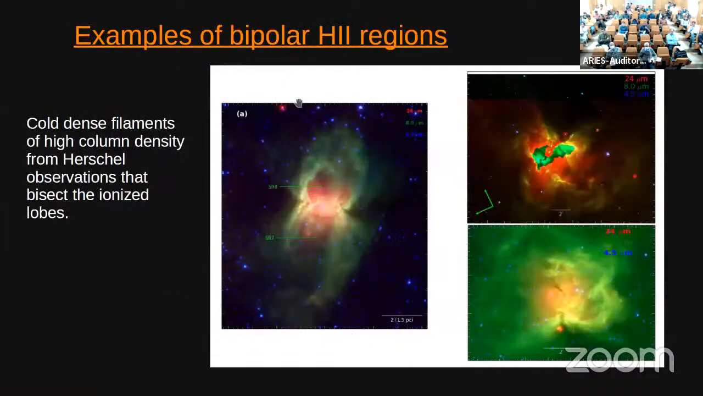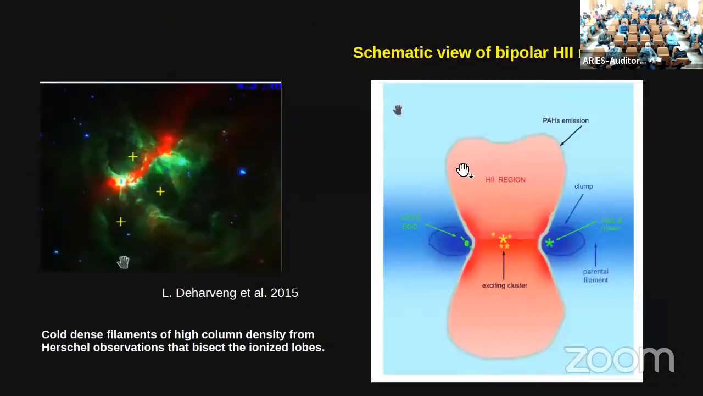These are some examples of bipolar H2 regions. You can see here in the Spitzer 8-micron emission that this has two bipolar lobes, and these are other examples from the same study. Then I'm showing a schematic view of the bipolar H2 region for better understanding. The pink one is the H2 region, which is expanding in the interstellar medium, and the gray one is PAH emission. Towards the waist of the bipolar nebula there is a cluster of YSOs.